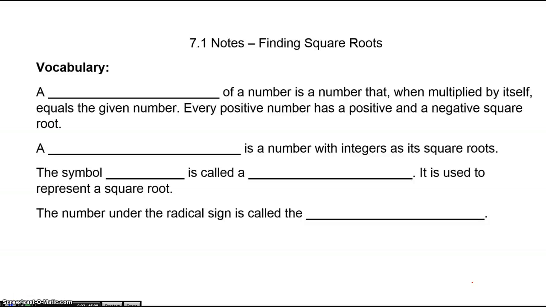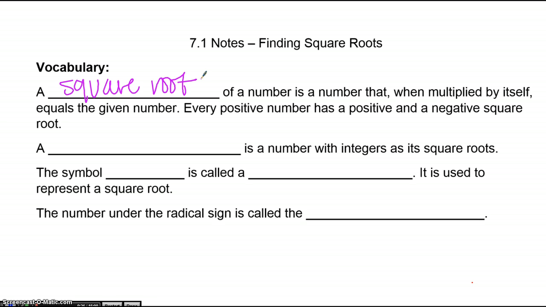All right, this is lesson 7.1 of chapter 7, and chapter 7 is all about real numbers and the Pythagorean theorem. In 7.1, we're going to start out by finding square roots. So the first vocab word is square root. The square root of a number is a number that, when multiplied by itself, equals the given number.